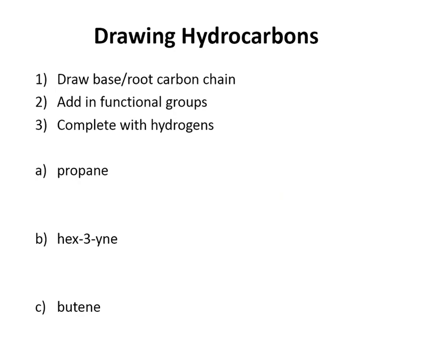All right, now let's try drawing. So now that we know a little bit about the names, let's try drawing. So these ones, there's a few steps that you want to do. When you look at the name, the first thing you want to do is set up a base for your molecule. So draw the base chain with the number of carbons. Then you add in any functional groups. So right now it's only going to be double or triple bonds. And then when you're done, you're going to complete them with all of the hydrogens.